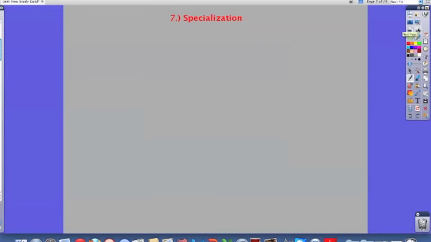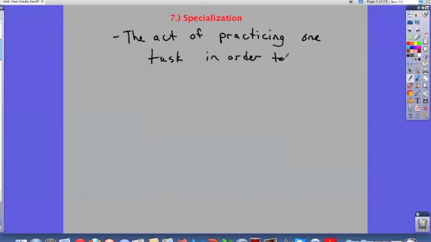Okay, so let's cover real fast. I'm not going to talk much during this because we've already talked about it a lot. So specialization, we talked about it a second ago when we did division of labor. Specialization is just the act of practicing one task in order to improve efficiency. So you do one thing over and over and over, you get very efficient at it.